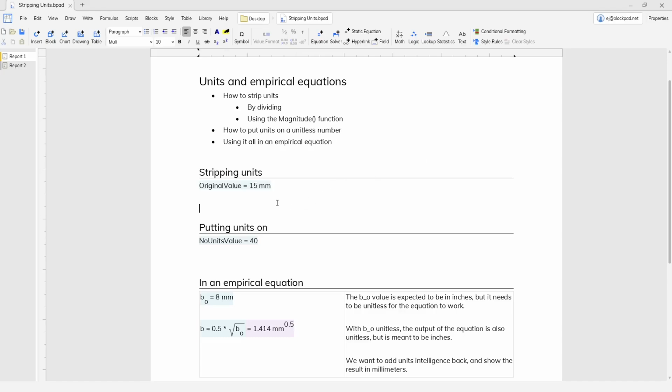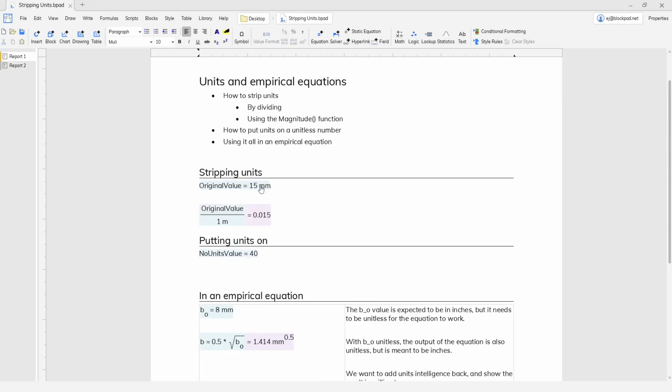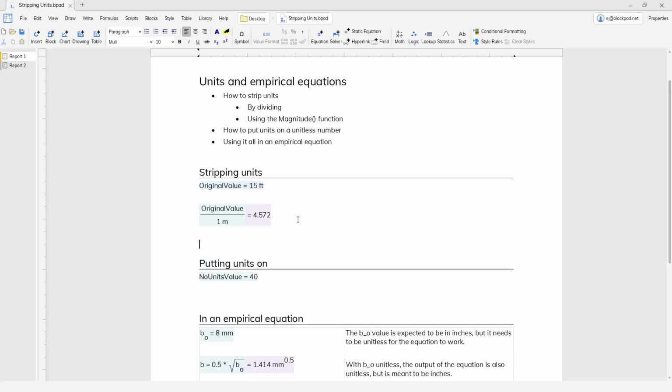So to get into it, let's start with stripping units. Now the first method I'm going to show you is the one we suggest. I'm going to press the equal sign, take this original value, and divide it by 1, and in the units that we expect it to be in, so 1 meter in this case. And that's going to auto-convert this original value to meters and then show it as unitless. So if I change this to meters, it's just going to show 15. And if I change this to feet, it's going to give me this 3.572.